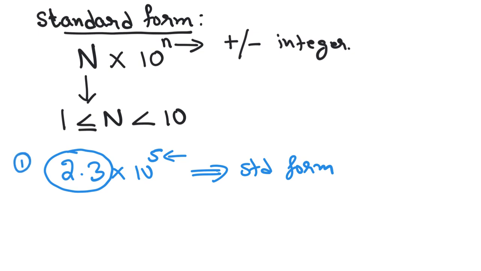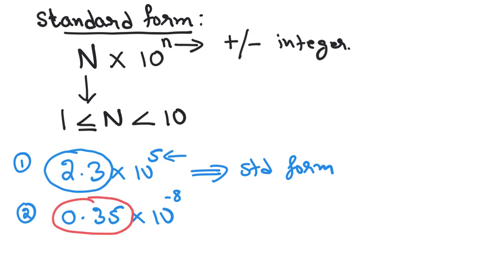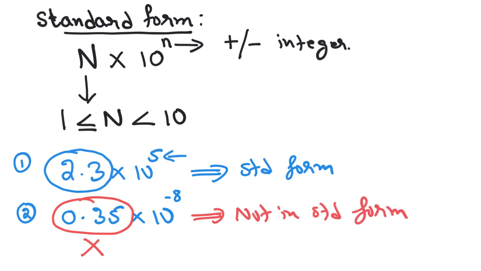That was one example. Let's take another example. 0.35 into 10 to the power negative 8. Is this in standard form? Look at this. Is this between 1 and 10? No. So this number is not in standard form. How to change it into standard form? We will look at it later. But now you are able to recognize, looking at the number, whether it is written in standard form or not.